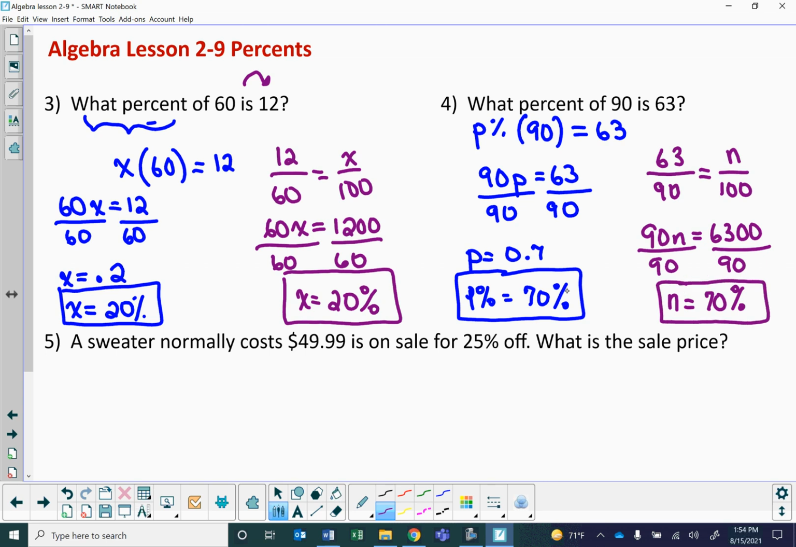Okay, what happens if they put it into a word problem? Little word phrases are easy. Word problems are a little harder. A sweater normally costs $49.99. It is on sale for 25% off. What is the sale price?